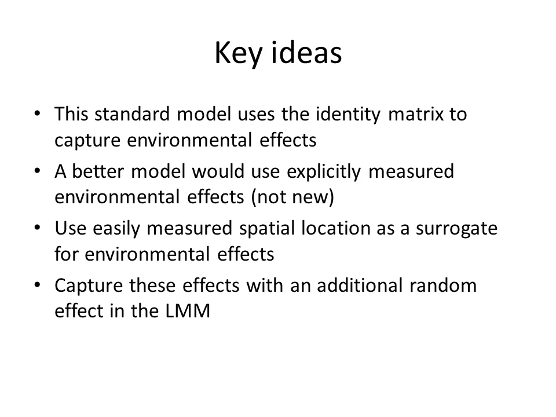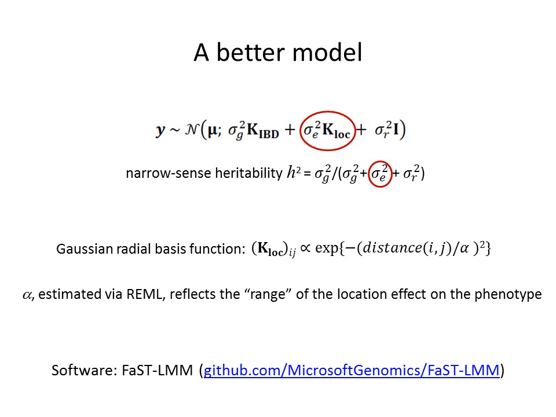Here's the new model with spatial location taken into account. We just have an extra variance component here. For the similarity matrix K-loc, the ijth element is some monotonic function of the distance between individual I and individual J. We plug that into the model here and estimate these parameters again with REML. Now we have a new estimate of narrow sense heritability. Sigma squared E, the E stands for environment, is the multiplier for the spatial similarity matrix, and sigma squared R is the residual, whatever's left over.